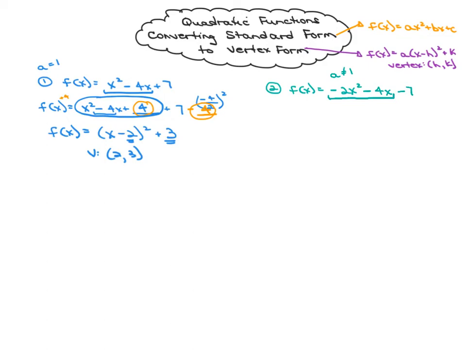So instead, I'm going to factor out a -2. And I'm just going to factor it out from those variable terms. So it's going to be -2 times x squared, -4x divided by -2 is positive 2x. And I'm going to leave a space here because I know I'm going to complete the square.